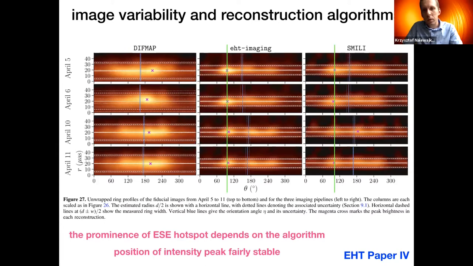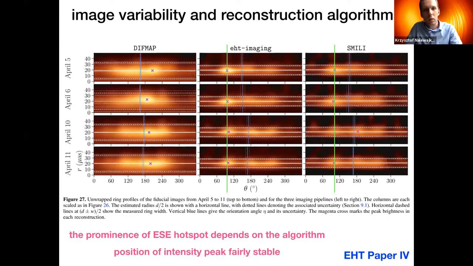So there is this image somewhere in EHT paper 4, which shows angular profiles of total emission along the ring. So this shows three different image reconstruction algorithms, their results of different algorithms. There are even more algorithms now with polarization, but basically, some of them, especially the EHT imaging, which seems to be a favorite algorithm, shows the brightest feature located in what I refer to as the ESE sector, so east southeast, and that's the brightest feature in that algorithm.